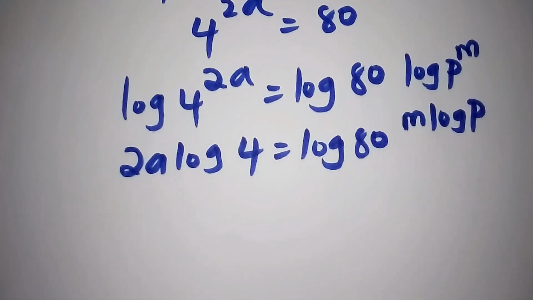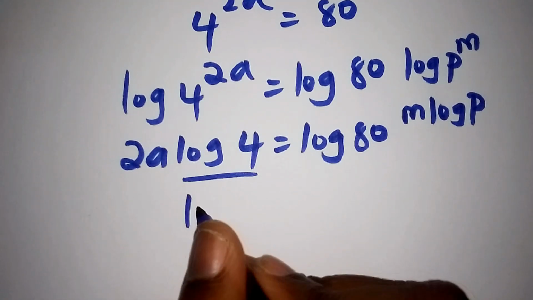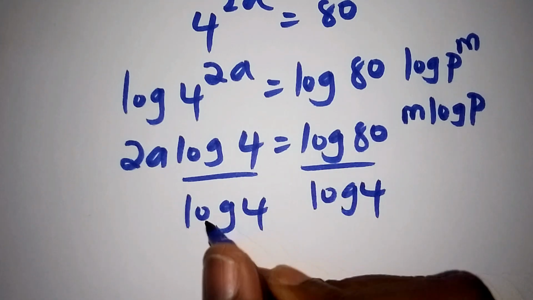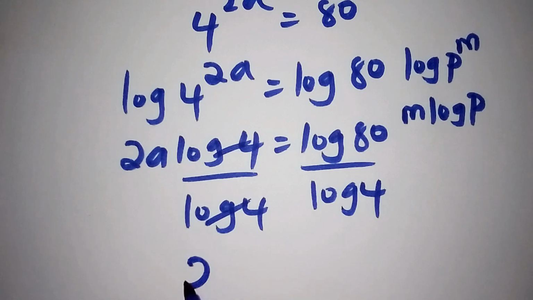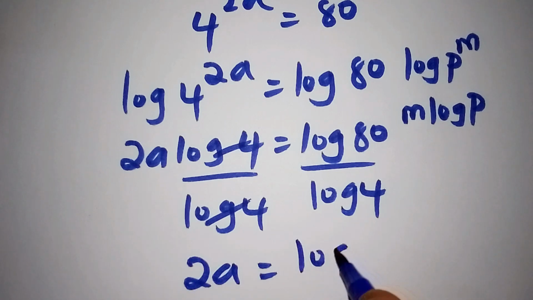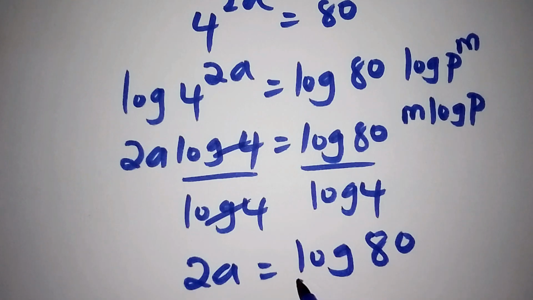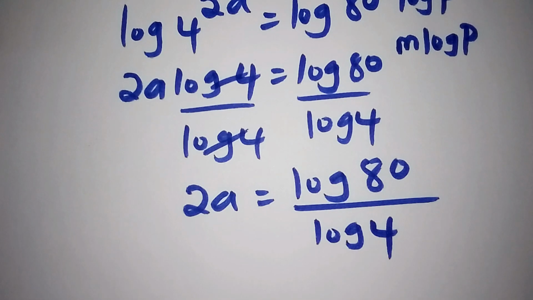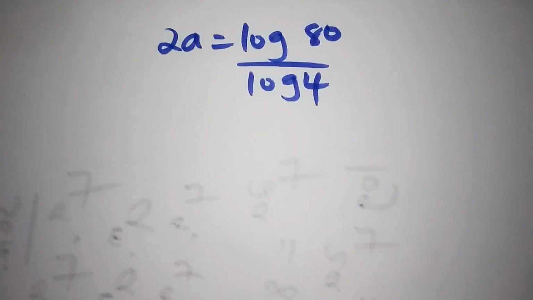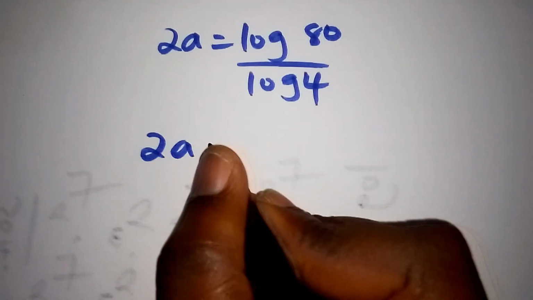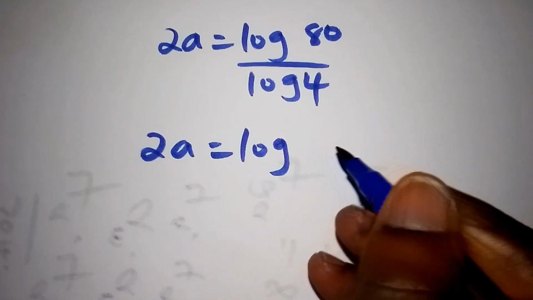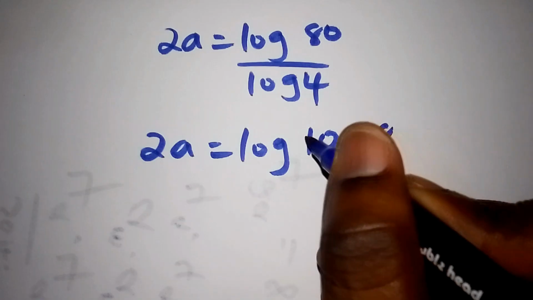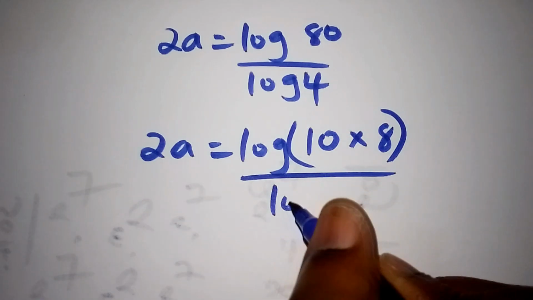So from there we shall divide both sides by the log of 4. This side divided by the log of 4, and this side also divided by the log of 4. Log 4 and log 4 cancel each other. So now we have 2a is equal to the log of 80 all over the log of 4. So our next step, let's now factorize this. So now we have 2a is equal to, the log of 80 can also be written as the log of 10 multiplied by 8, all over the log of 4.